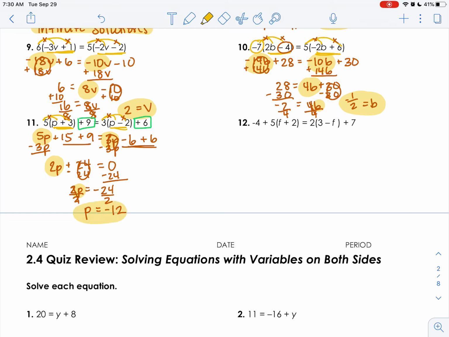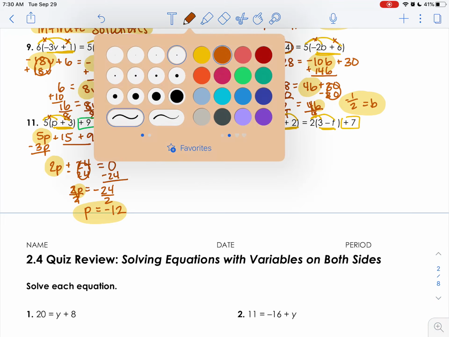Finally, you're going to try number 12. Negative 4 plus 5 times the quantity f plus 2 equals 2 times the quantity 3 minus f plus 7. So we notice that we're going to need to distribute. I'm going to distribute the 5 here. I have 5 of these, so I'm going to pass out the 5. But this negative 4 is by itself. On the right, I have 2 of these, so I'm going to pass out the 2. But the 7 is by itself.